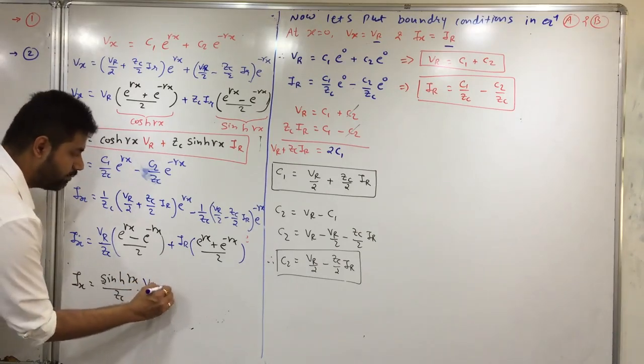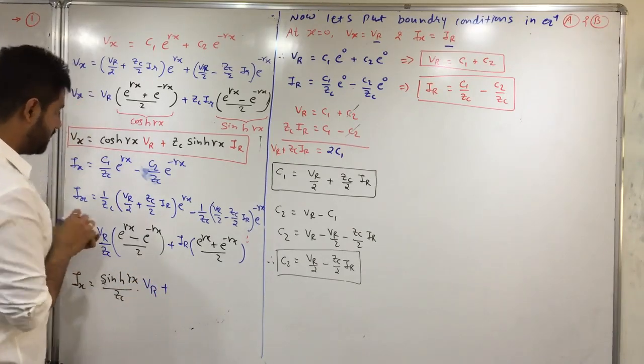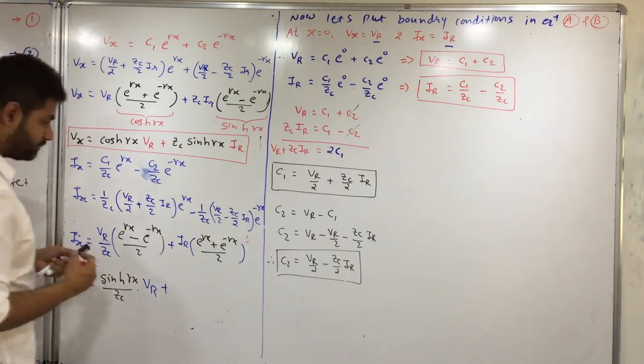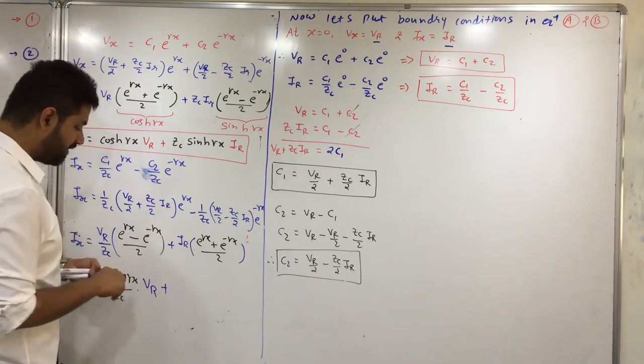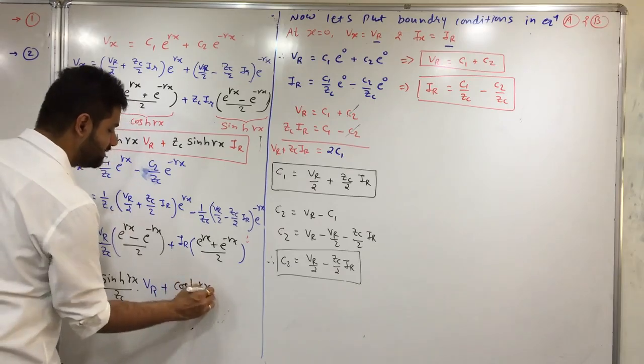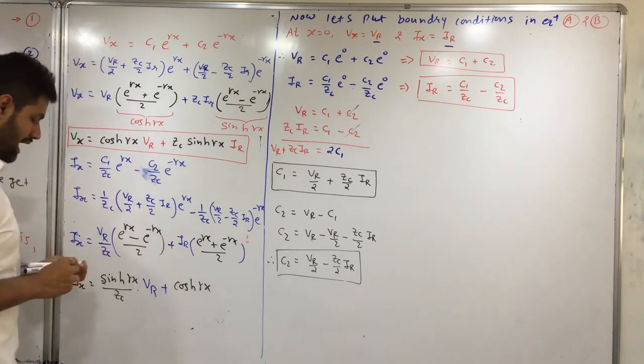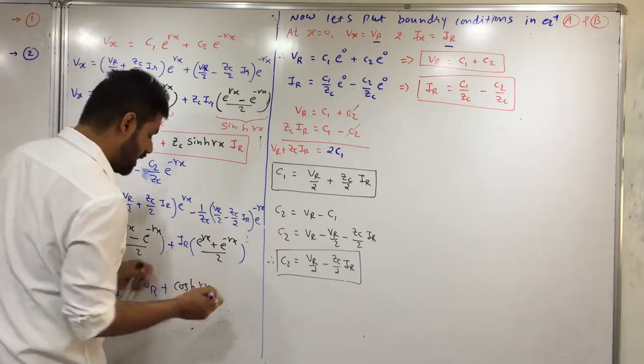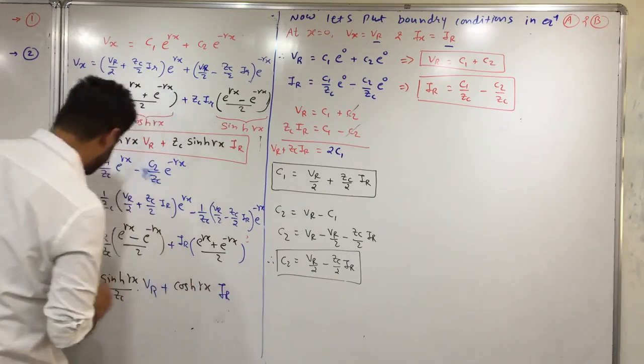Sorry. Plus let's give it the next one, which is cosine of hyperbolic gamma x into IR, and this becomes my second equation.